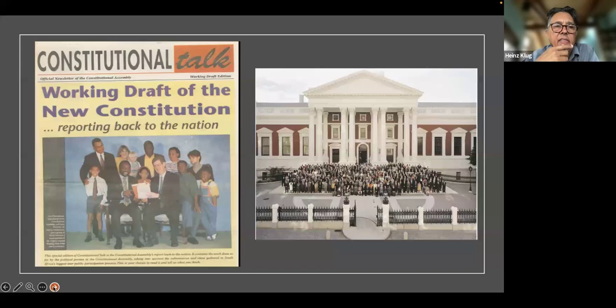So here, finally, they produced the working draft. And what was interesting is when that working draft of the Constitution was produced by the Constitutional Assembly, here they're all having a photo outside of Parliament, that working draft was published by this paper. The Constitutional Assembly had its own newspaper called Constitutional Talk. And that was distributed throughout the country. So not only on TV and radio, but also hand copies of this were distributed, millions distributed around the country so that people could actually see what the draft looked like as they continued to be part of the process.